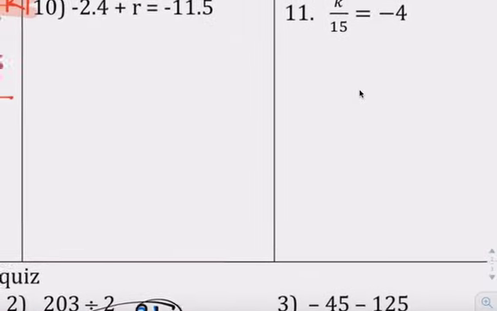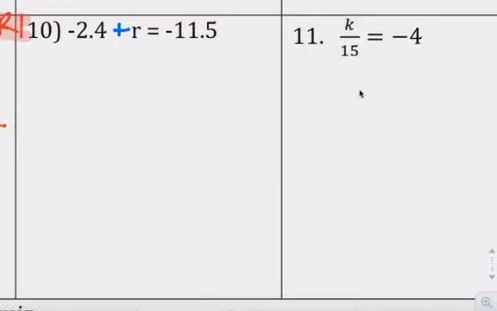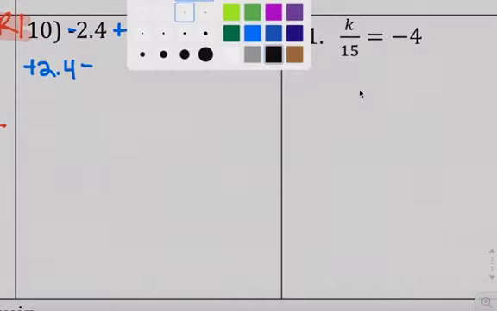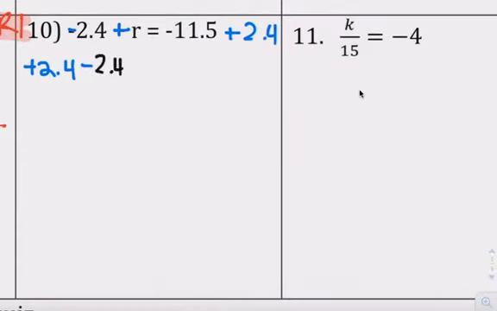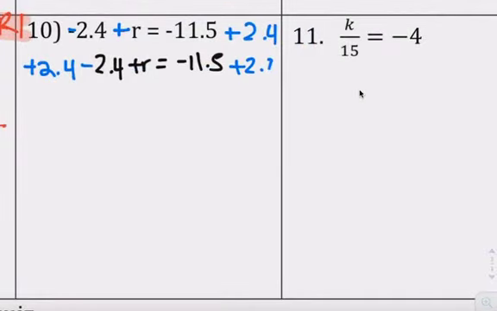Here, number 10. This is a plus problem. Any plus or minus, you need to make 0. Think of 0. You've got a negative 2.4, so you have to add 2.4 to both sides. Minus 2.4 plus 2.4 will get you 0, as you can see, plus r equal to negative 0.5. Addition property of equality here.